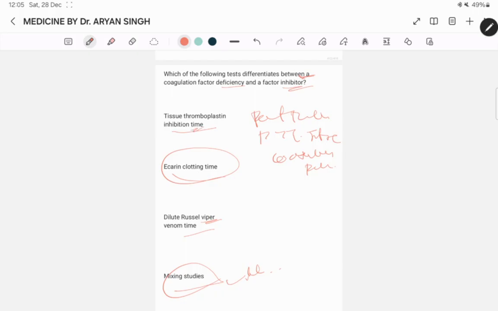The tissue thromboplastin inhibition time is a highly sensitive test for the diagnosis of lupus anticoagulant. The ecarin clotting time is a laboratory test used in monitoring anticoagulation during treatment with hirudin, a thrombin inhibitor. Dilute Russell viper venom time also diagnoses lupus anticoagulant. Prolonged time can be due to factor deficiency or factor inhibitor, so it does not differentiate between the two.